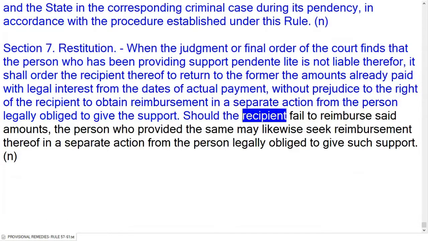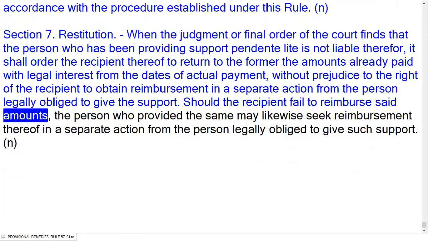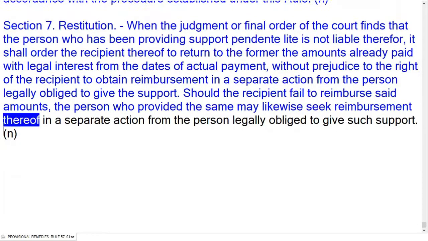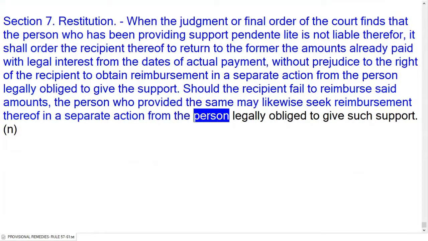Should the recipient fail to reimburse said amounts, the person who provided the same may likewise seek reimbursement thereof in a separate action from the person legally obliged to give such support.